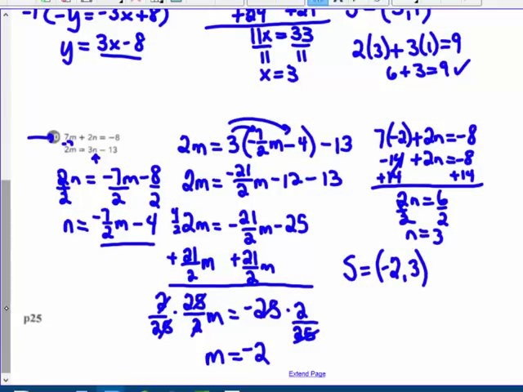I'm going to put that into the second equation. So 2 times negative 2, does that equal 3 times 3 minus 13? Well, this is negative 4. 9 minus 13, oh, that's negative 4. Yes, it checks. So I know my solution is, I can be guaranteed that it's (negative 2, 3).